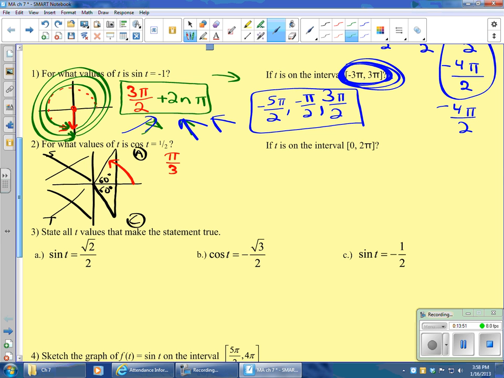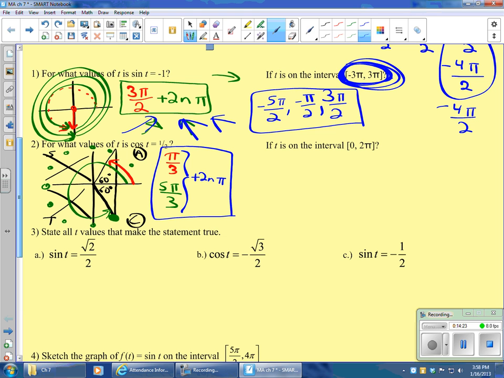The other angle I want to reach is all the way down here. That actually is 5 pi over 3. It would be 1, 2, 3, 4, 5, 6, 7, 8, 9, 10 over 6. But 10 over 6 is 5 pi over 3. And then again, remember that I could constantly spin around the circle and get right back to the same place. The way I account for that is I say plus 2n pi. So that's my recipe for all answers forever.